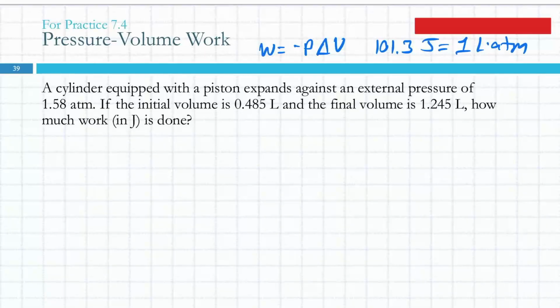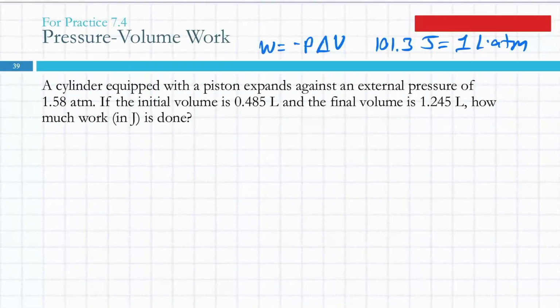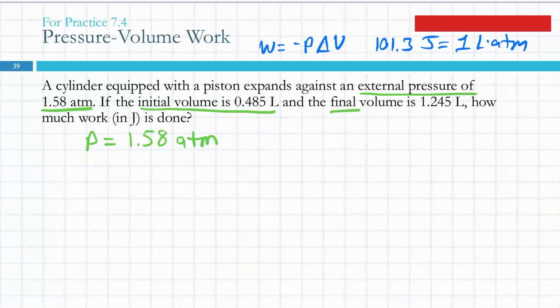So copying over all the important information from the previous slide, excluding the external part for our pressure. A cylinder equipped with a piston expands against an external pressure. The external pressure is 1.58 atmospheres. So P equals 1.58 atm. The initial volume is given, the final volume is given. And we want to know work in joules.